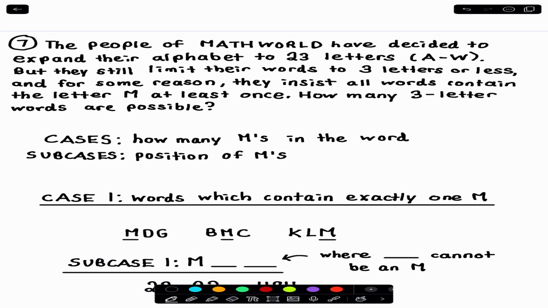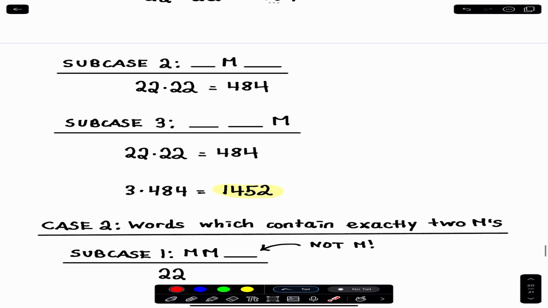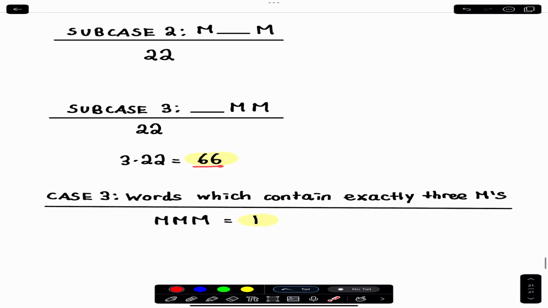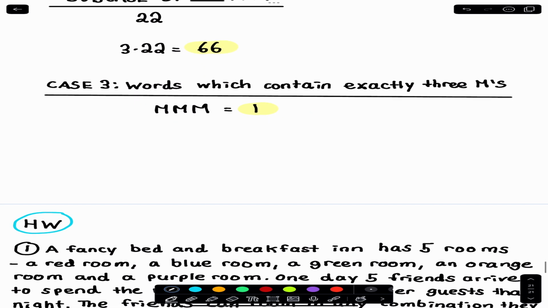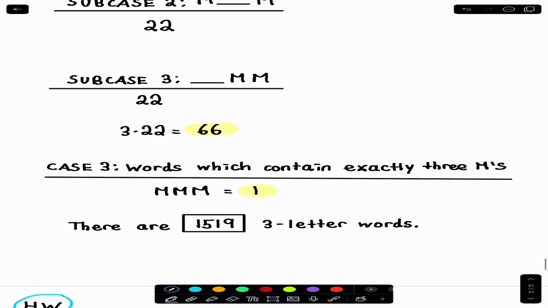And since we're asked how many 3-letter words are possible, this means we just need to add up our 3 mini totals. So we have a 1452 plus 66 plus 1. That gives a total of 1,519 3-letter words in this new alphabet of Math World. And that concludes casework.